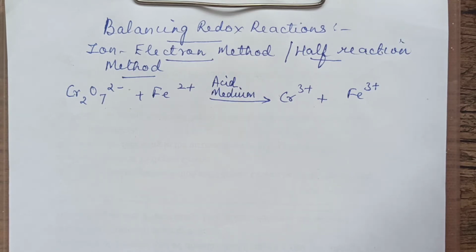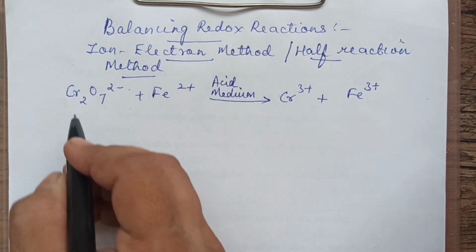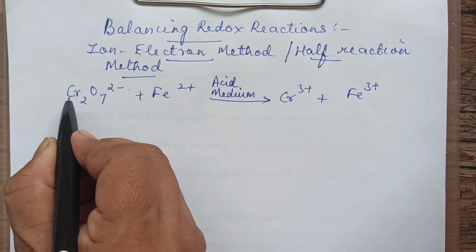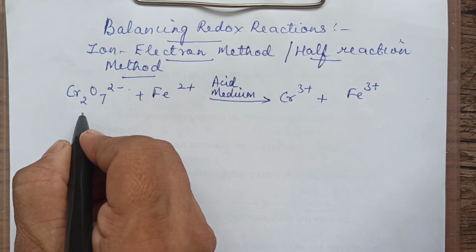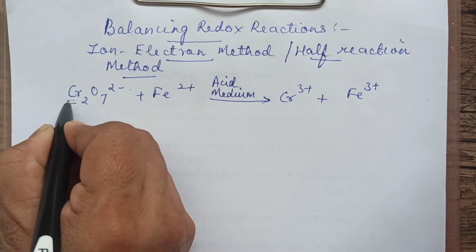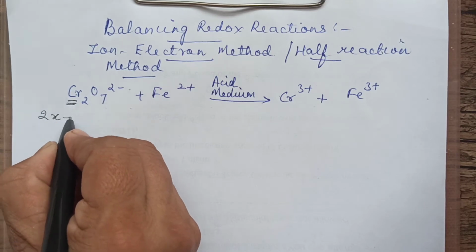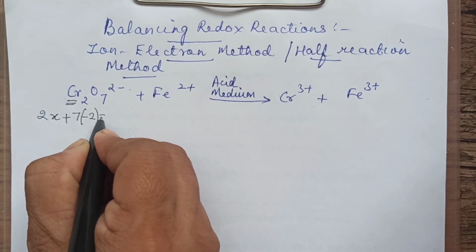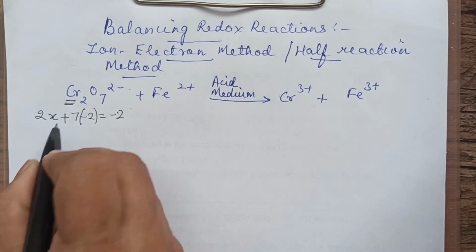First thing, children, we will be calculating the oxidation states of each and every element present in this. For that, please watch my previous video on how to calculate the oxidation state. We want to calculate for chromium. I am explaining once again, but for more details, watch the previous one. Two chromium atoms are there, x for chromium, 7 times minus 2 for oxygen. It's a polyatomic ion, so it equals the charge. When you solve it, you will get the x value as 6.